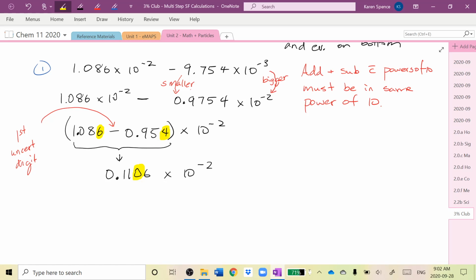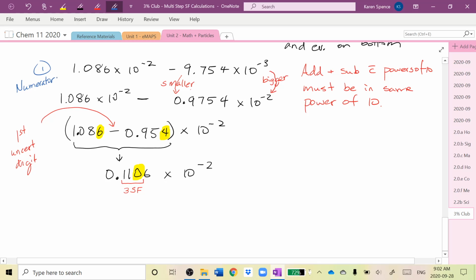And remember, we're keeping track. Keep track of the uncertain digit. Keep track of the number of sig figs. This would have 3 sig figs if it were our final answer. But we're not going to round off yet, because if I was to round off and use 0.111 in my next calculation, my final answer might actually get rounded to a number that's too big, and you would have a rounding error. We'll look at what that looks like a little bit later. Okay? So that was the numerator. That was all the numerator.